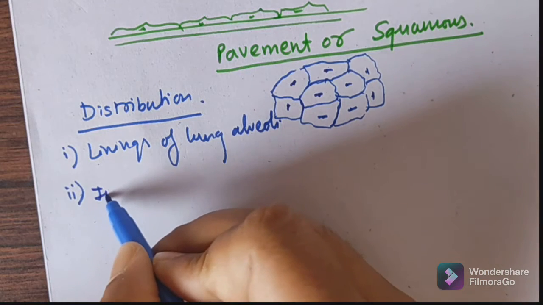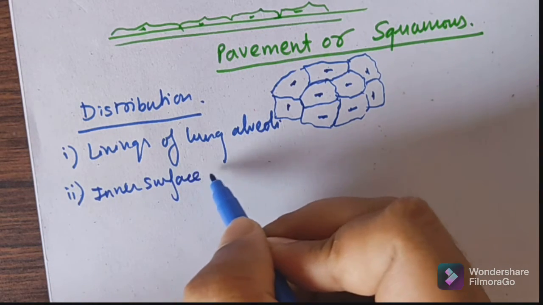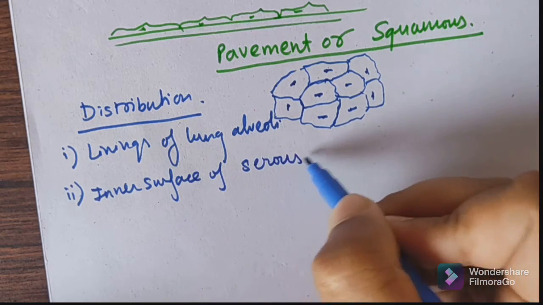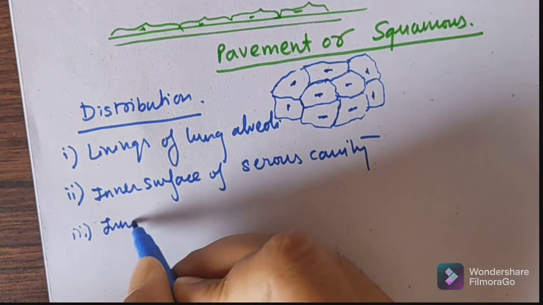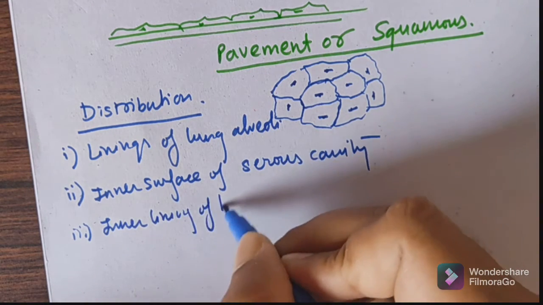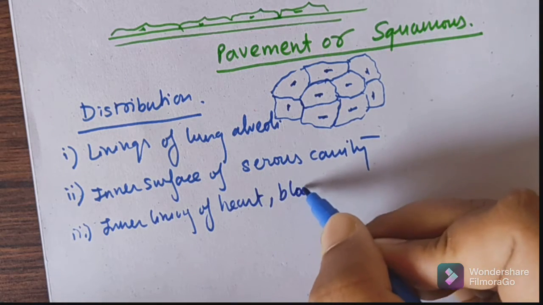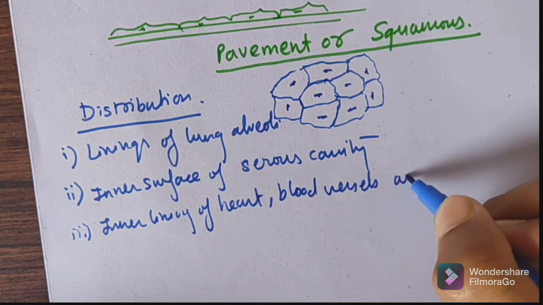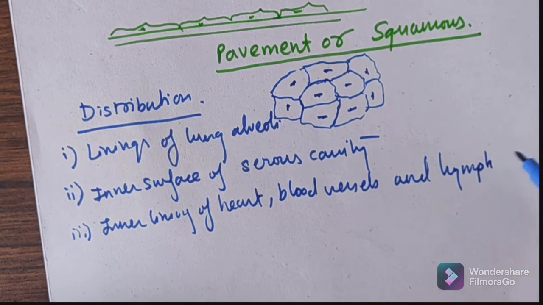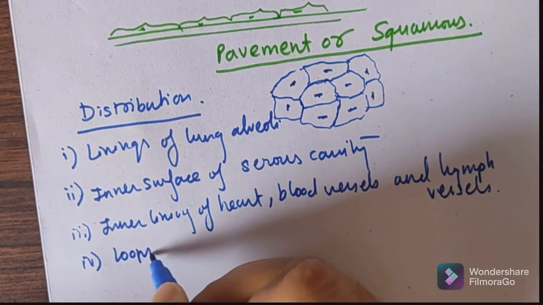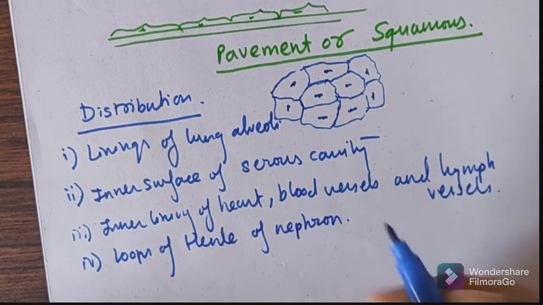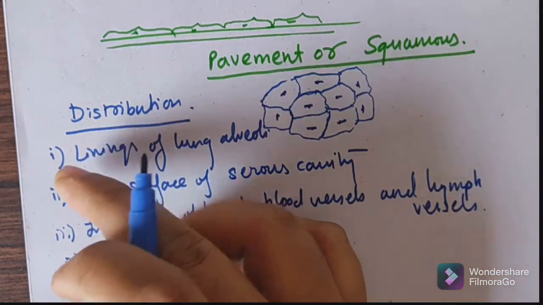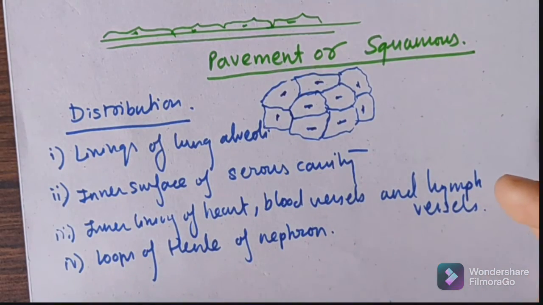Number 2, the inner surface of the serous cavity, inner lining of heart, blood vessels and lymph vessels. And also in the loops of Henle of the nephron. So this is how the squamous epithelium is found in different parts in our body.